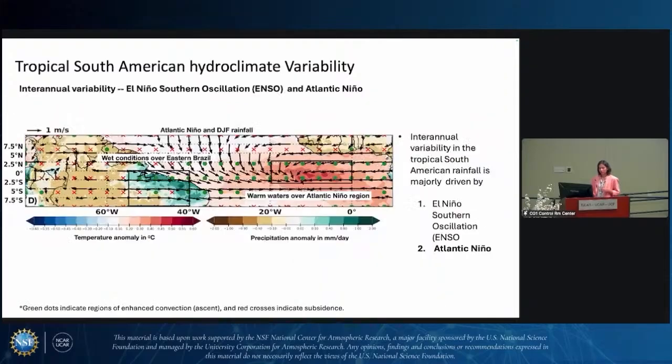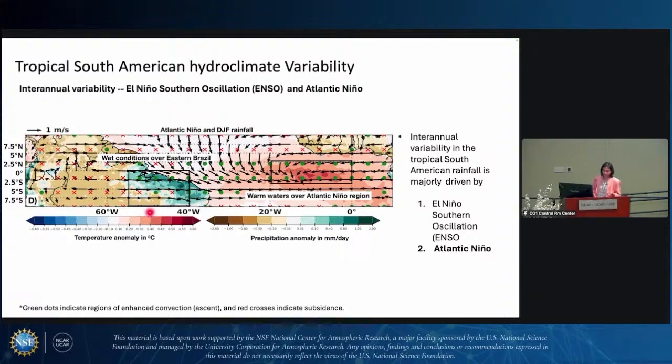And going to Atlantic Nino, which is similar to ENSO, a zonal fluctuation in sea surface anomalies over the tropical Atlantic. During the positive phase of Atlantic Nino, eastern Brazil gets positive precipitation, or a lot of flood events, and Atlantic Nino activity is maximum during the austral winter season, which is the JJA season.